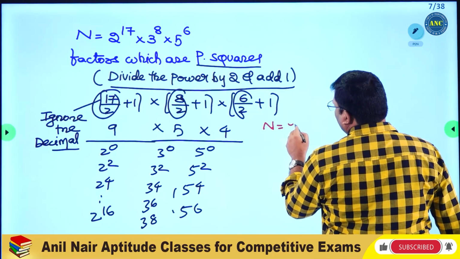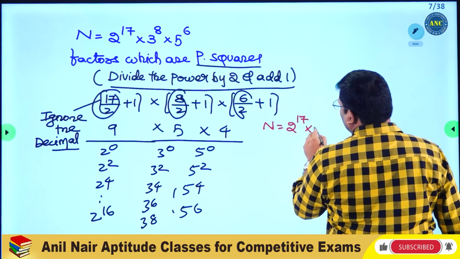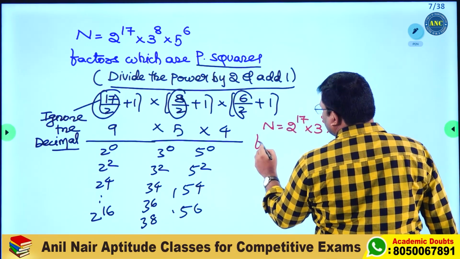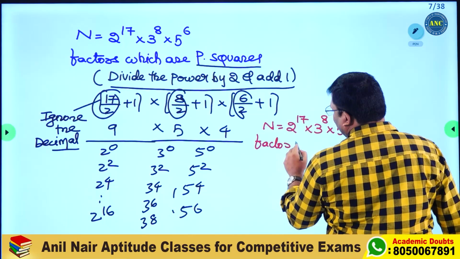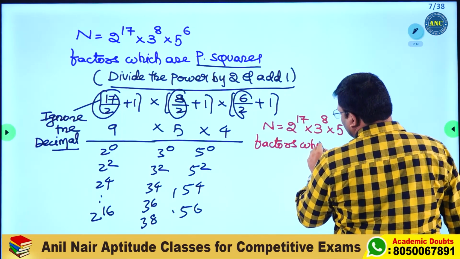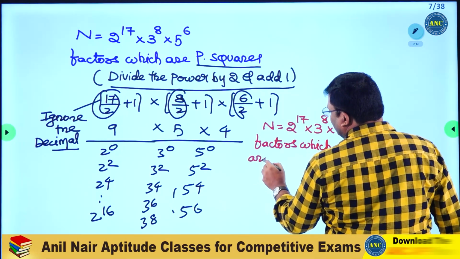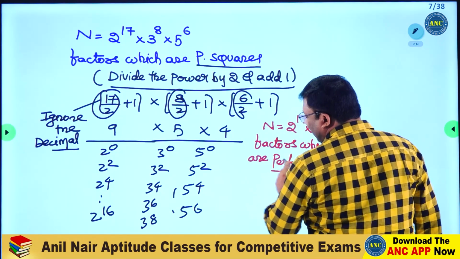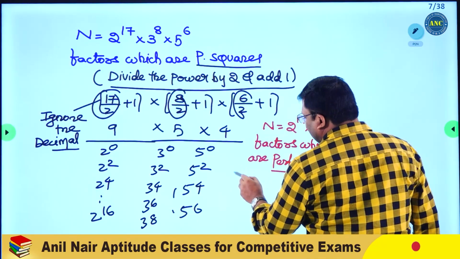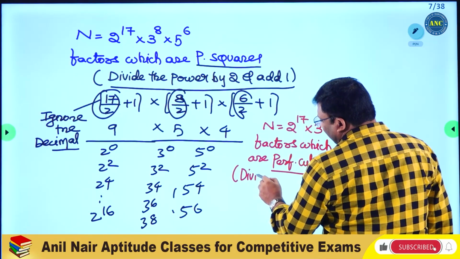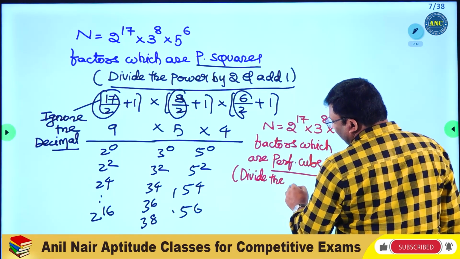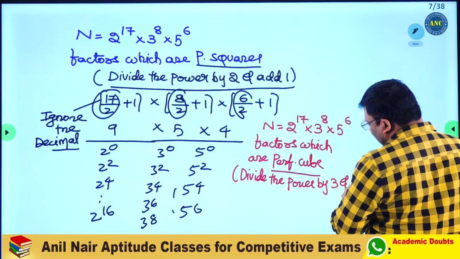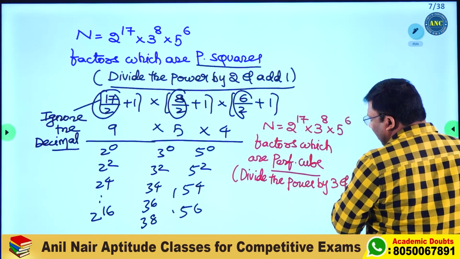N is 2 power 17 into 3 power 8 into 5 power 6. Factors which are perfect cubes. So, what do you mean by a perfect cube? Power should be divisible by 3. So, the answer is: divide the power by 3 and add 1.